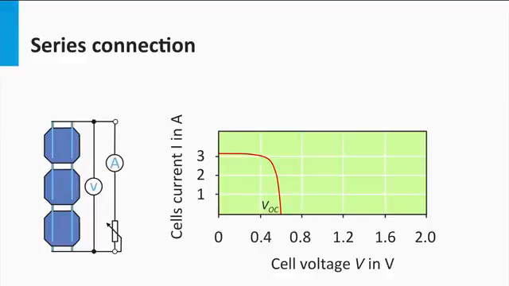Let's look at the JV curve of solar cells connected in series. If we connect two solar cells in series, it means that we can add up the voltages. However, the current remains the same in series connection. The resulting open circuit voltage is 2 times that of the single cell. If we connect 3 solar cells in series, the open circuit voltage becomes 3 times as large, whereas the current is that of one single solar cell.